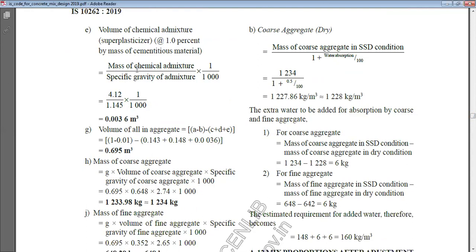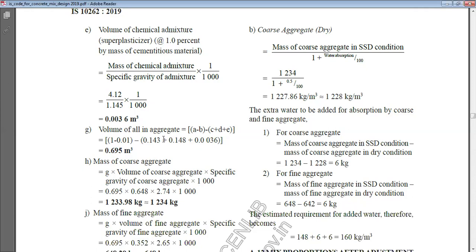So it becomes mass of the chemical admixture divided by specific gravity of the admixture: 4.12 divided by 1.145. The specific gravity of the admixture is given. From this we got the volume as 0.0036 cubic meters.